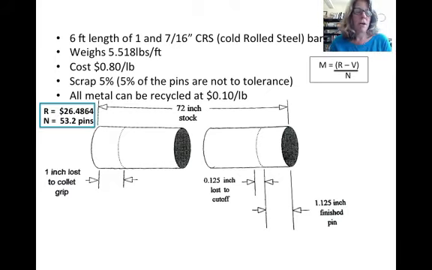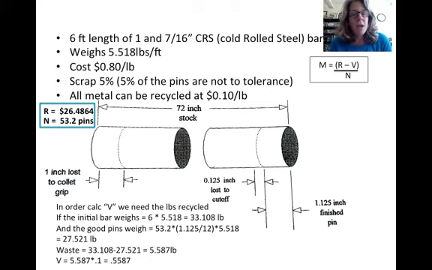Again, we have the R of 26.48 and we have the N of 53.2. So now we need to calculate V. In order to calculate V, we need to figure out how many pounds of this is actually going into the waste bin. So the initial bar, it was 6 feet long, and it's 5.518 pounds per foot, so that was 33.108 pounds.